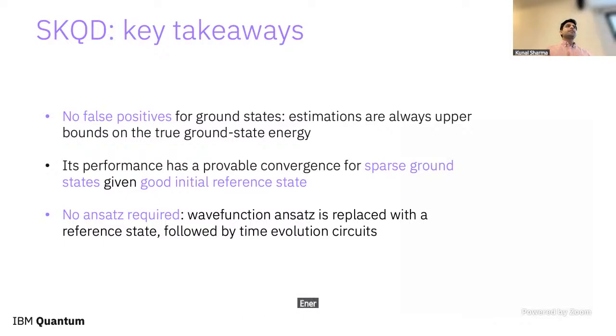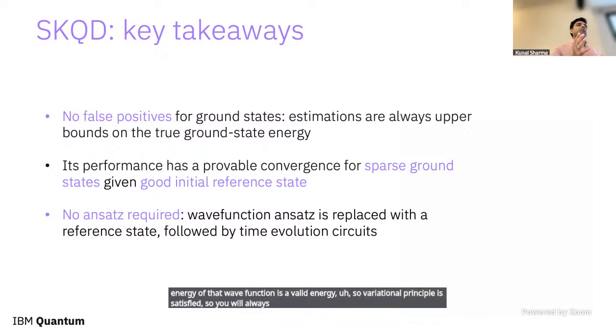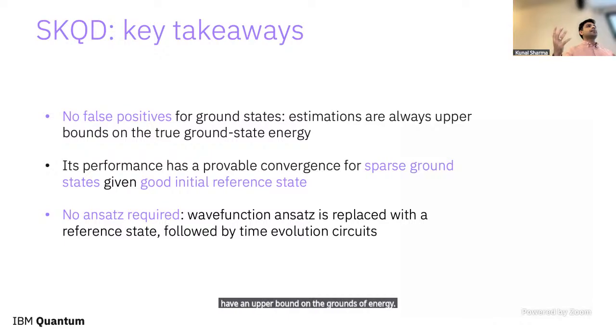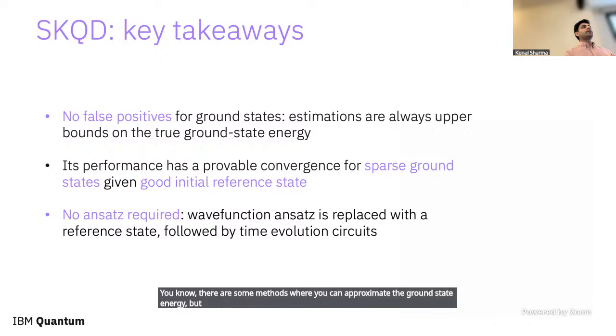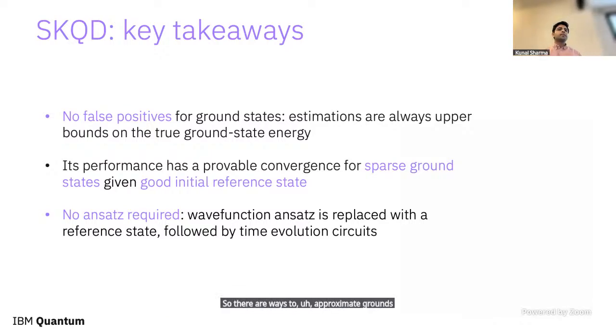So the energy of that wave function is a valid energy. So the variational principle is satisfied. So you will always have an upper bound on the ground state energy. There are some methods where you can approximate the ground state energy, but you're not guaranteed that it's coming from a state. So there are ways to approximate ground state energy using non-variational ways as well.